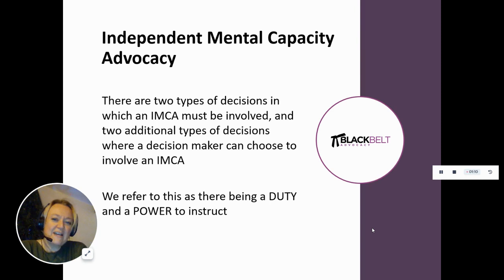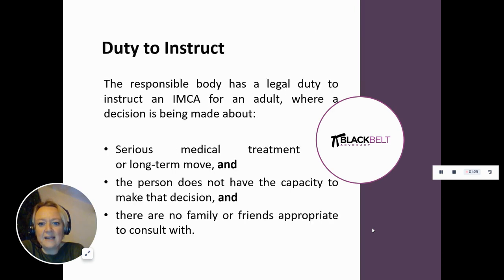So first things first, just wanted to refresh your memory that there is a statutory duty to arrange and instruct an advocate for an eligible person. And an eligible person in this situation is someone who lacks capacity to make the decision about serious medical treatment, and there are no family or friends who it's appropriate to consult with. So if your person hits that criteria, then they have to have an IMCA instructed.